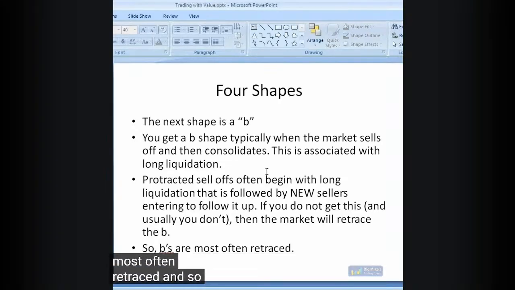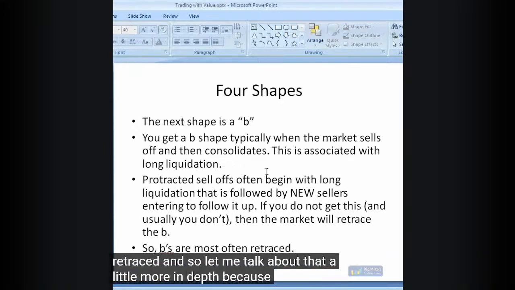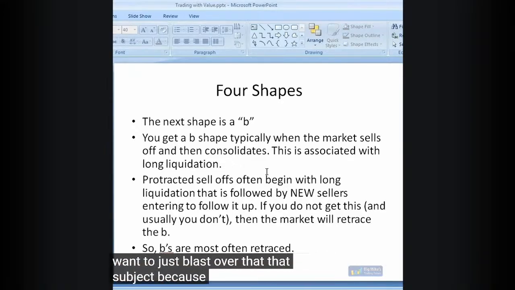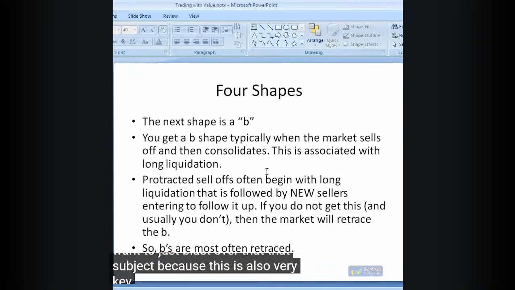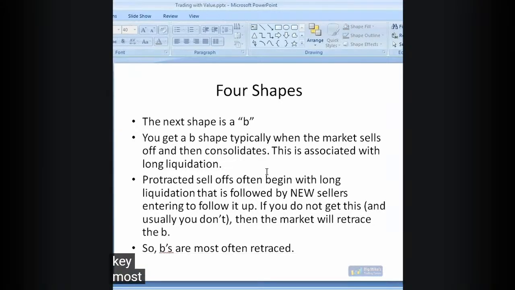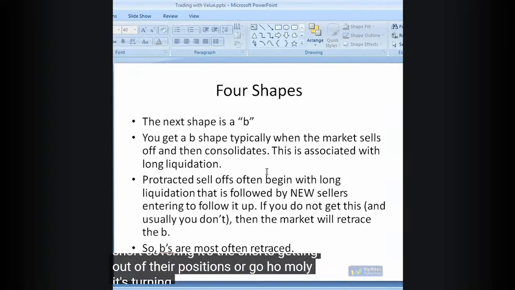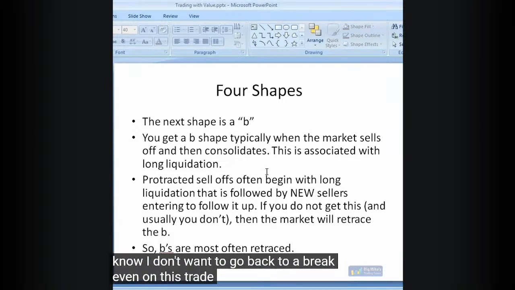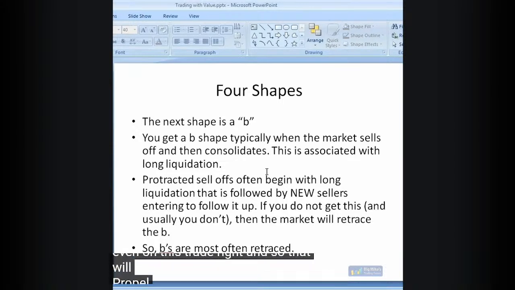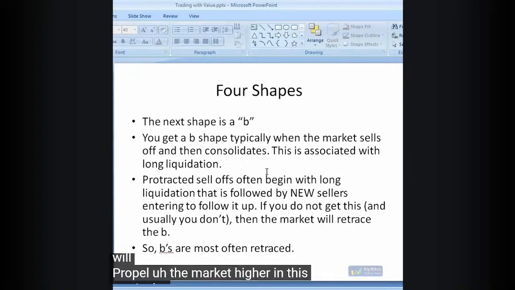And so let me talk about that a little more in depth, because I don't want to just blast over that subject, because this is also very key. Most reversals in price start with, if you sell down, for example, short covering. It's the shorts getting out of their positions. They go, holy moly, it's turning around and getting out. I don't want to go back to a break even on this trade, right? And so that will propel the market higher in this particular example.